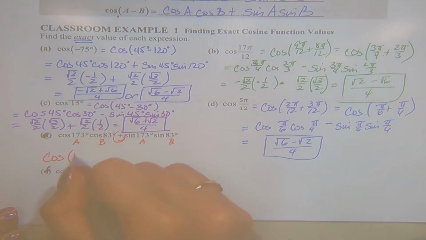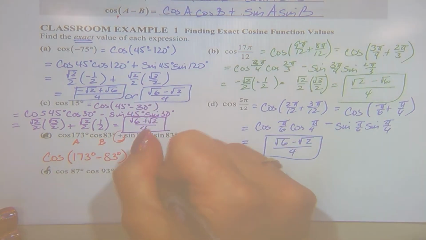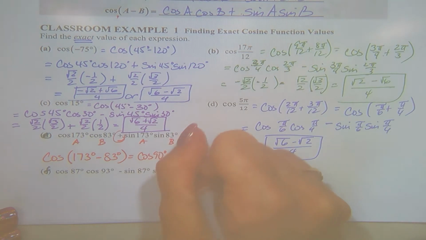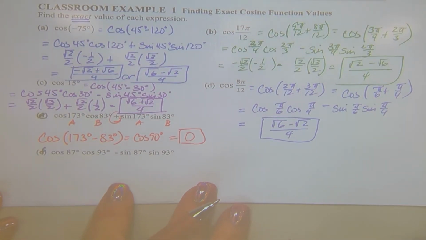Cosine of angle A is 173 degrees, angle B is 83 degrees, and 173 minus 83 is 90. What's cosine at 90 degrees? 0. You guys do the same. We're doing cosine sum this time.